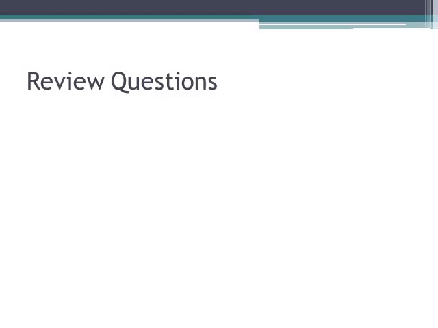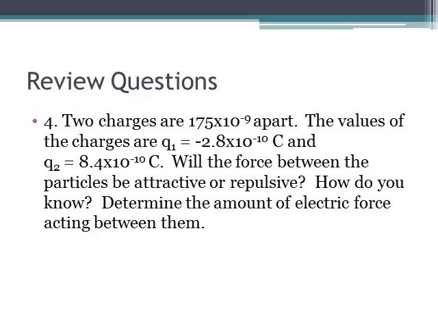Alright, that was the last example. Just one review question here. So as always, pause the video, answer the question, and then play it, see if you got it right. So two charges are 175 times 10 to the negative 9th meters apart. And just realize here I left out the unit meters. That there should say meters. The values of the charges are Q1 equals negative 2.8 times 10 to the negative 10th coulombs, and Q2 equals 8.4 times 10 to the negative 10th coulombs. Will the force between the particles be attractive or repulsive? How do you know? Determine the amount of electric force acting between them. So pause the video, answer the question.